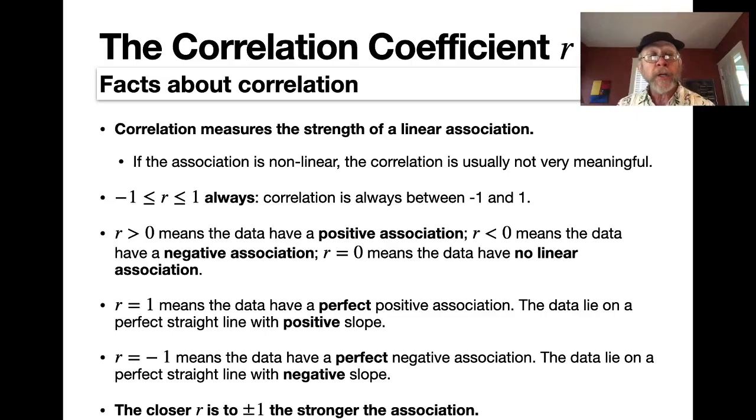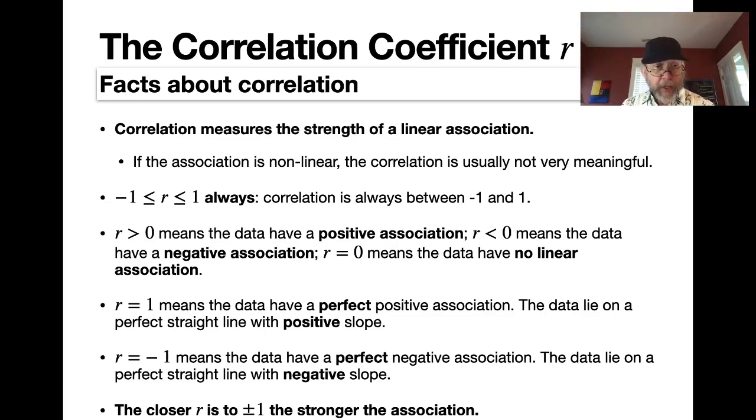It turns out that correlation is always between -1 and 1. That's always the case. If the correlation is positive, that means we have a positive association. If the correlation coefficient R is negative, that means we have a negative association. And if the correlation coefficient is 0, that means we have really no linear association, although you may have some other kind of association. So don't confuse R equals 0 as meaning that there's no association whatsoever. It just means there's no linear association.